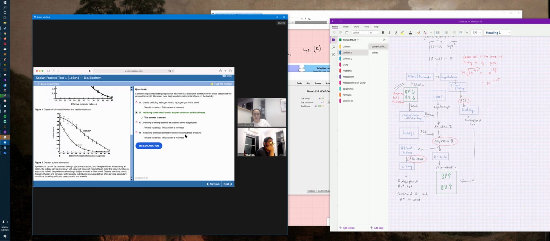Okay, so then C, providing a binding scaffold for platelets at the dialysis site. Oh, and just quickly, you know how they say if you have high blood pressure to reduce sodium intake? That's because sodium increases blood osmolarity, which would increase blood pressure. So yeah, just tying in a lot of things here.